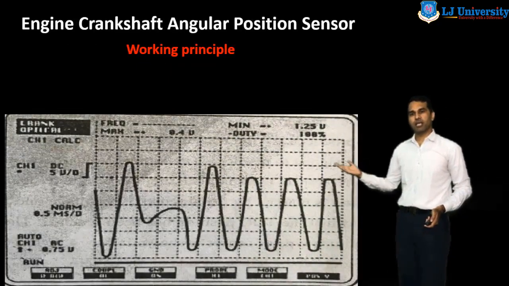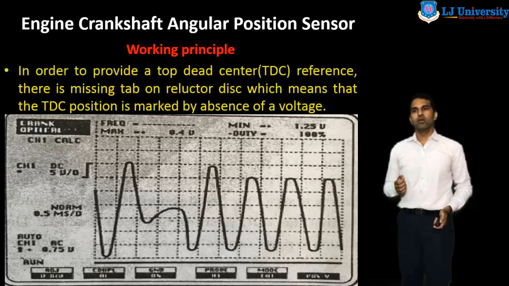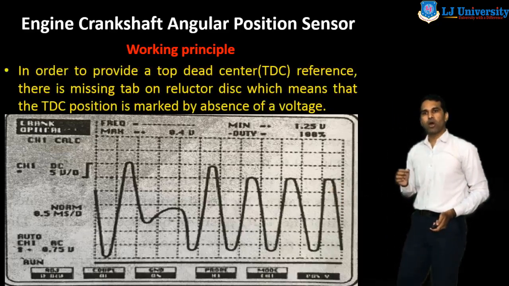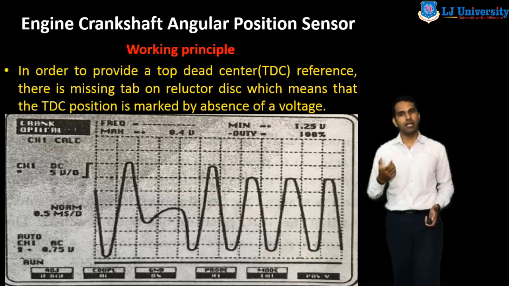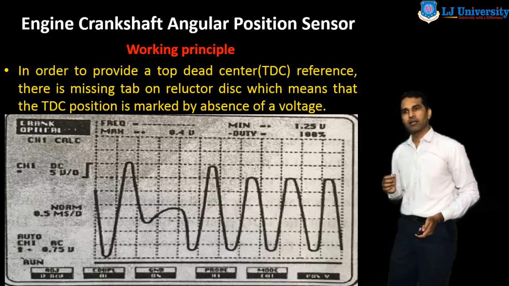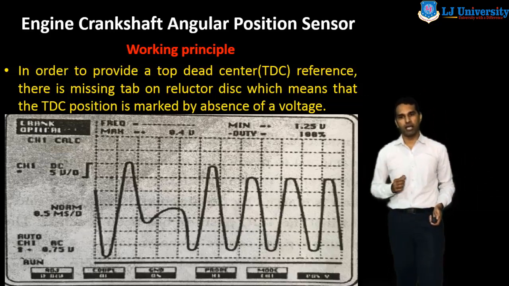So here we discuss the waveform that is generated by this sensor. In order to produce a top dead center, that means TDC, position reference, there is a missing tap on the reluctor disc, which means that the TDC position is marked by the absence of the voltage.